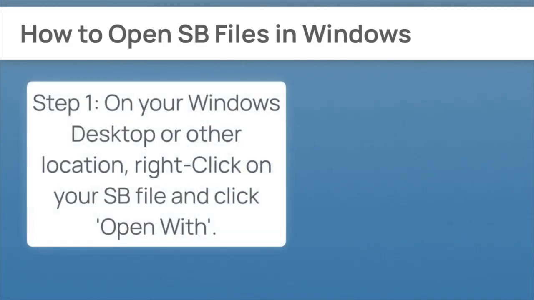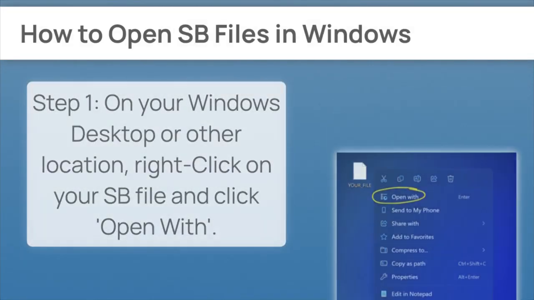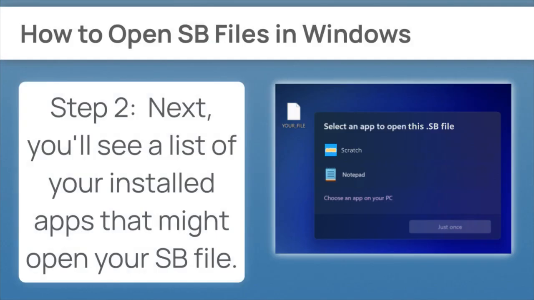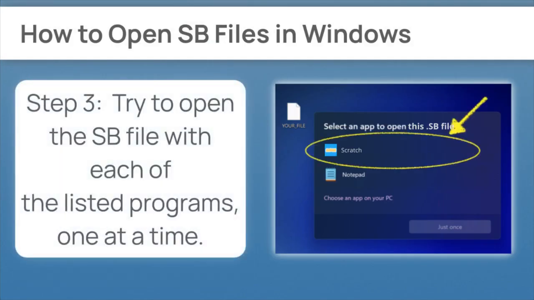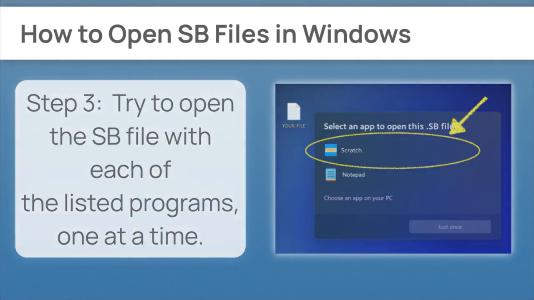Your first move is to test the obvious. Right-click your SB file and choose Open With. Use Scratch if it is installed. If it's missing, select another program. We are performing a quick elimination test.